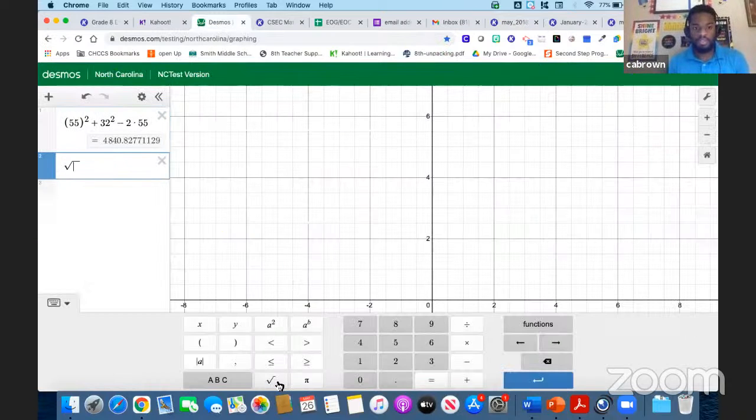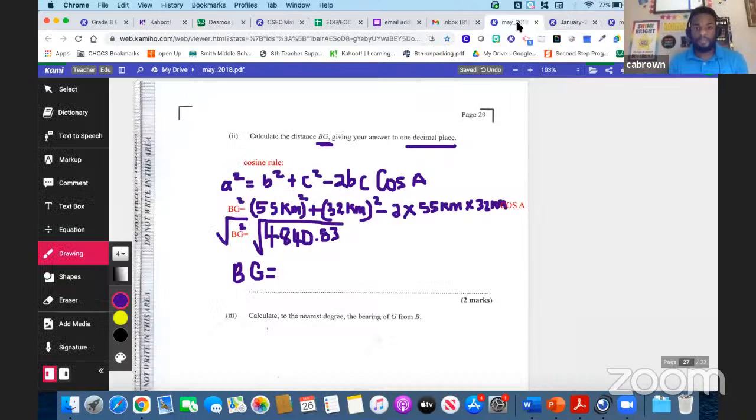So let me go ahead and do that. The square root of 4,840.83 is 69.6. So BG is equal to 69.6, and it's a distance, so that's kilometers. And that's 2 marks. We pretty much did our 2 or 3 steps and would have gotten our 2 marks.